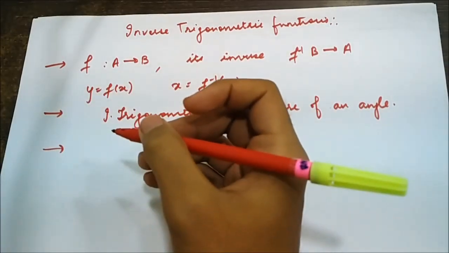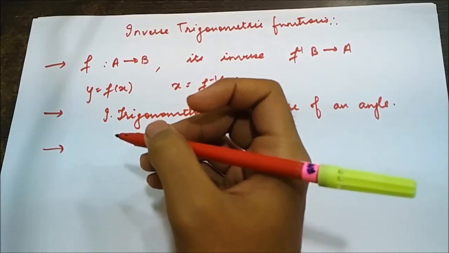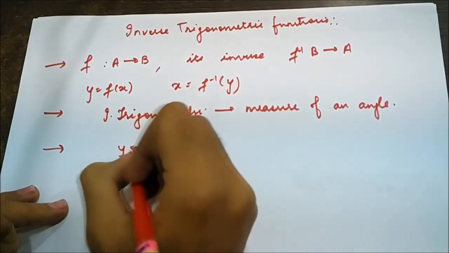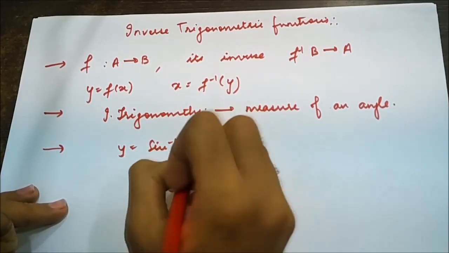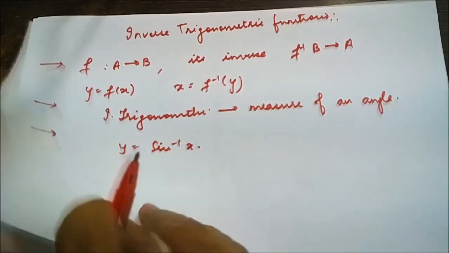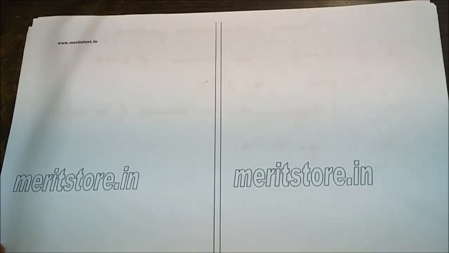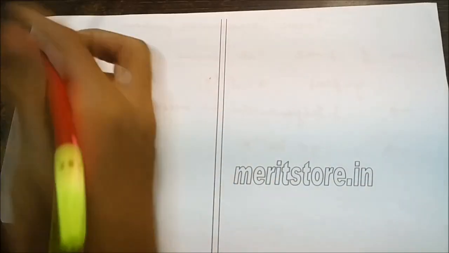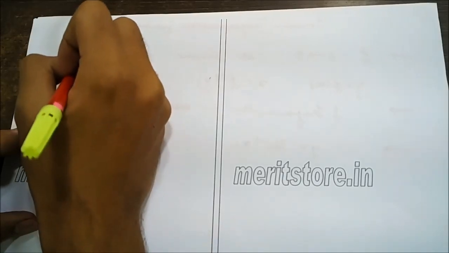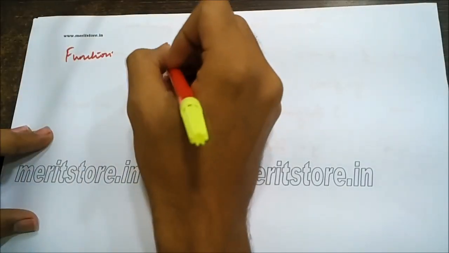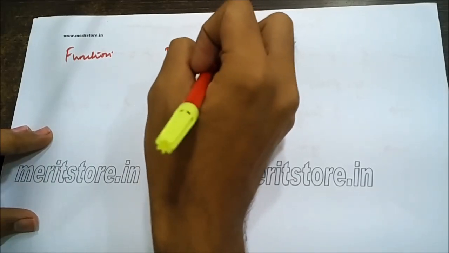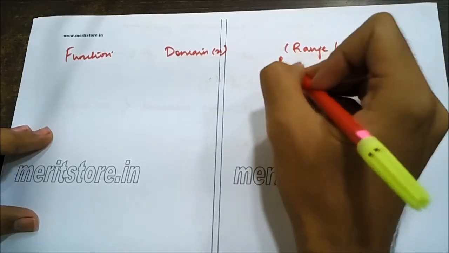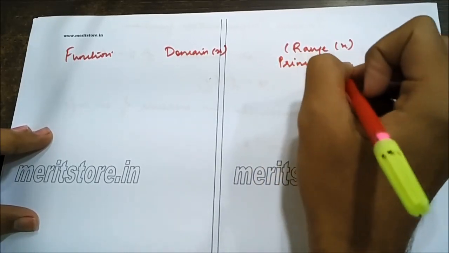Third, the least numerical value among all the values of angle y whose sine is x is called the principal value of y is equal to sine inverse x. Now we'll see the function, its domain and its range, that is the principal values of it. So we'll first make a table where this is the function, this is the domain, and this is the range of the particular function, range or the principal values.